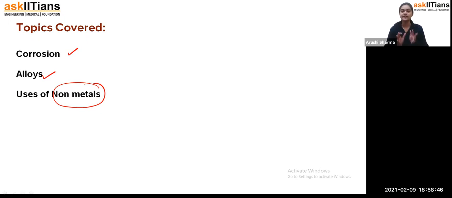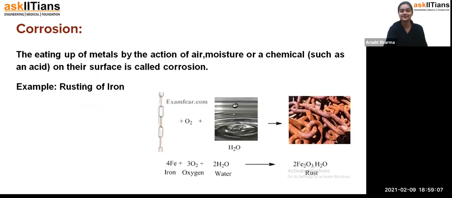Have you ever noticed that iron pipes, iron nails, or even the body of our transport, like bicycles and bikes, have some brown color layer over them? Have you noticed that? Maybe some of you have, or some have not. When you look at that brown layer which has formed over the surface of iron, that is called rusting, students, and rusting is corrosion.